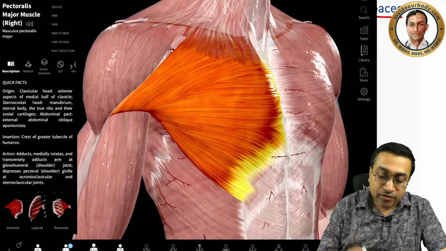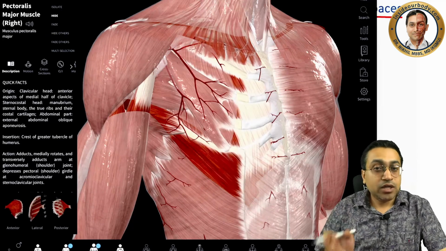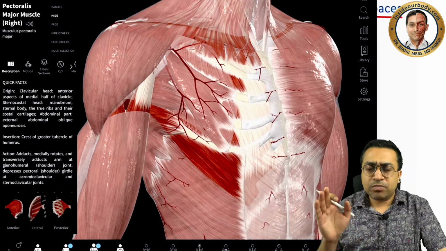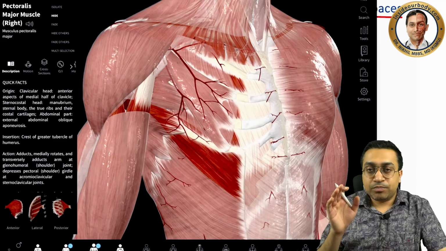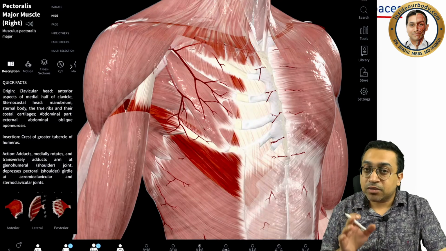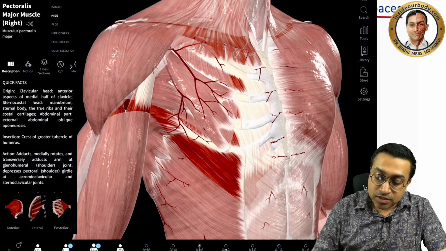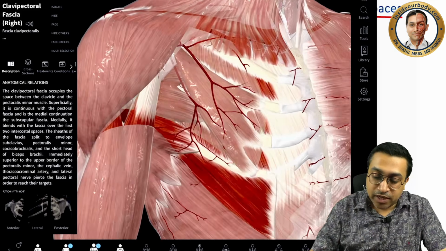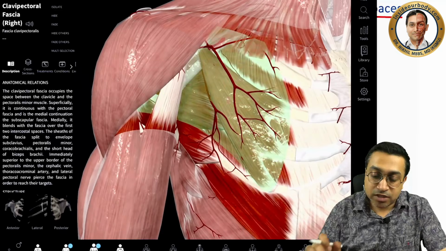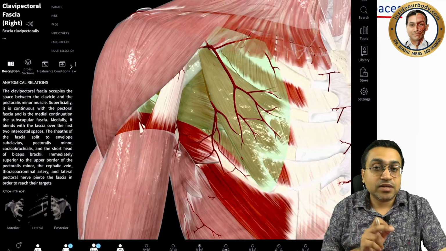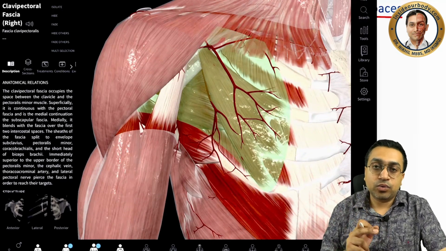Now if I even hide or remove this, now you can see the structure. I hope you remember from the previous discussion. From beneath the pectoralis major, we had the muscle, that is the pectoralis minor muscle, right? So this fascia, which is lying just underneath the pectoralis major muscle, this is the clavipectoral fascia.